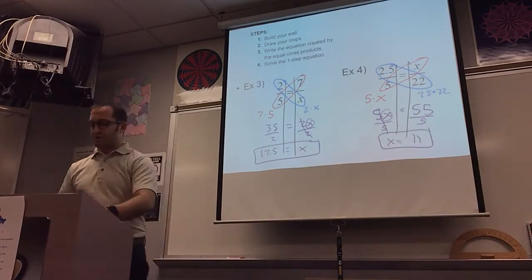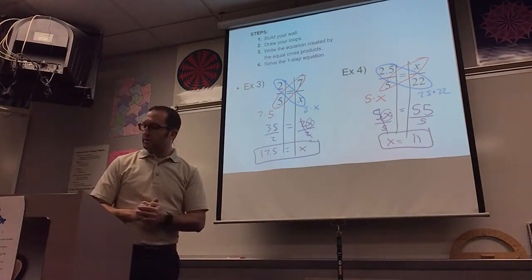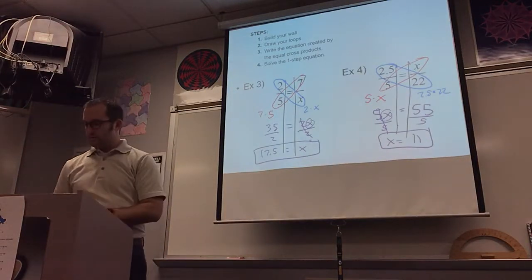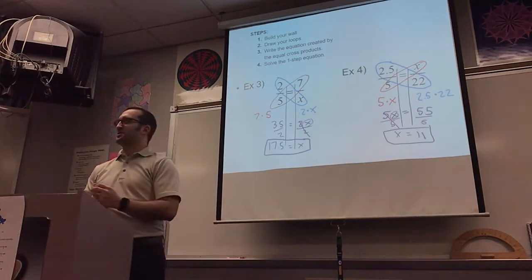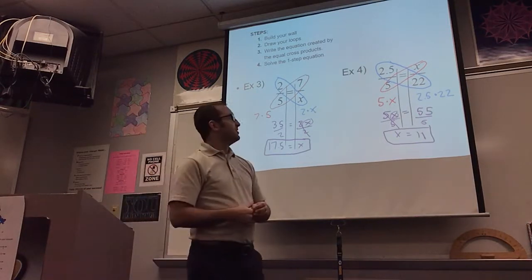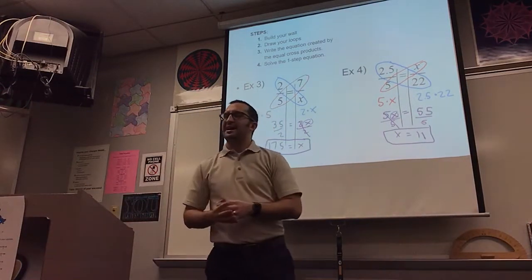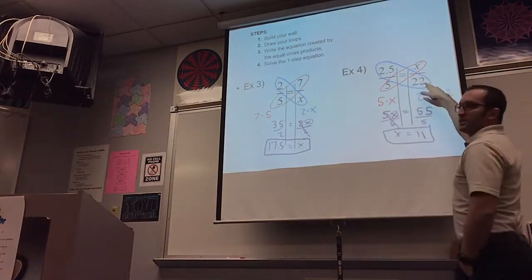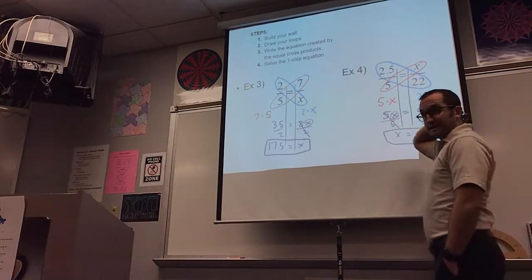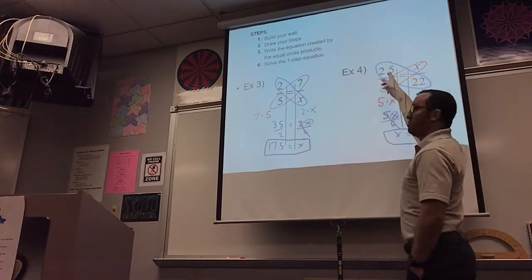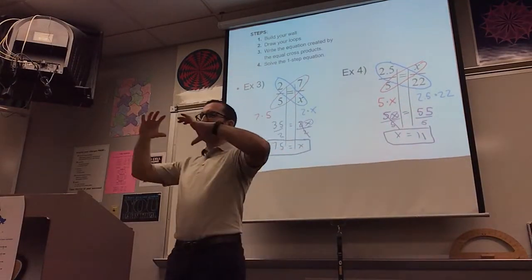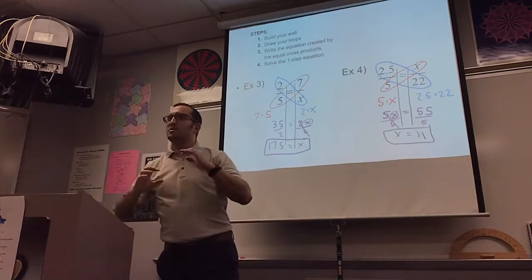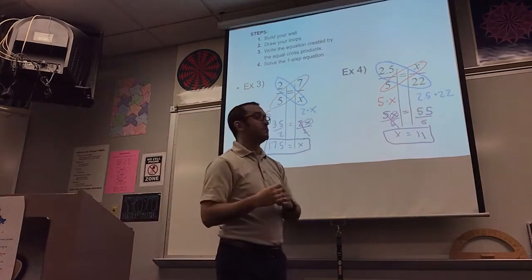So I'm going to go back to my question for you. Why didn't we have to use cross products on this one? How is 11 related to 22? It's half of it. How is 2.5 related to 5? Guys, remember yesterday how I told you that proportions can be written in different ways? We can think about proportions in different ways too.